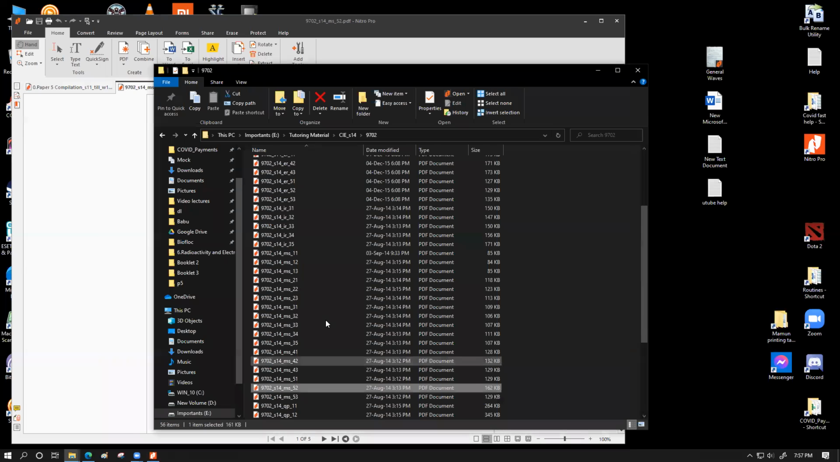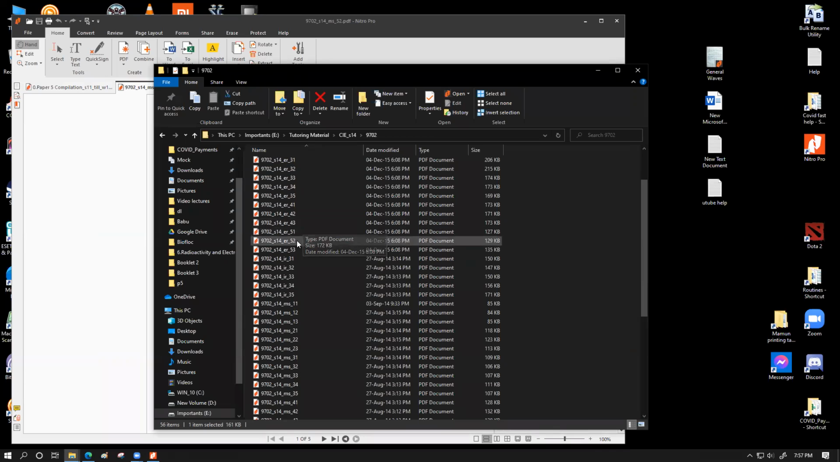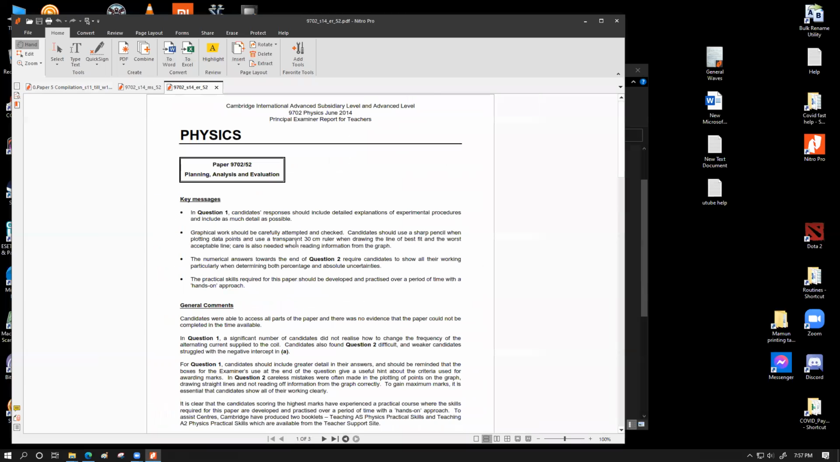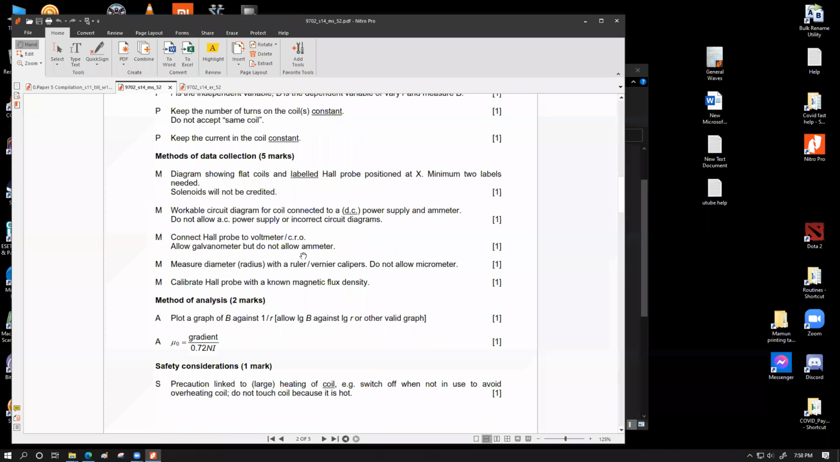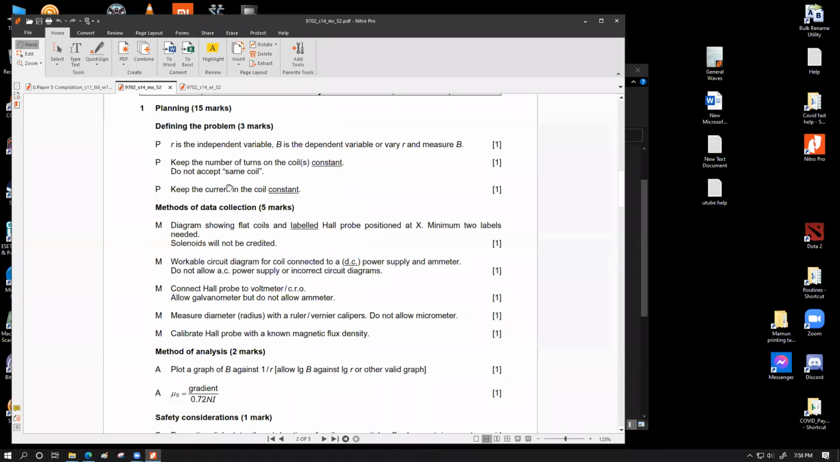Mark scheme 52, also the examiners' report 52. So let's go look at these two things, and then I might as well show you the possible drawing of this thing. But let's have a look at what they have for us.